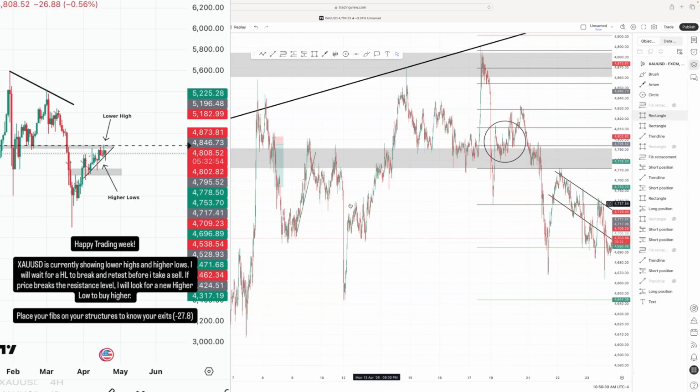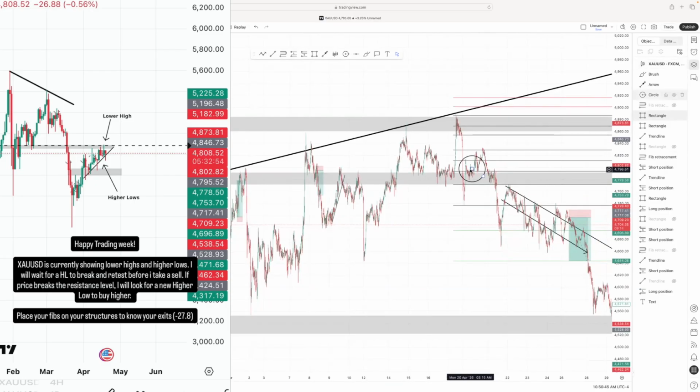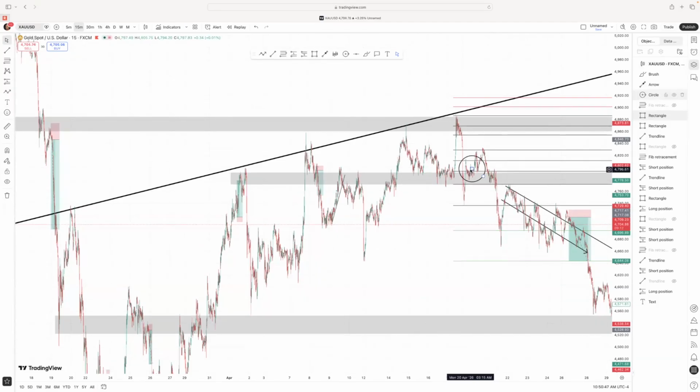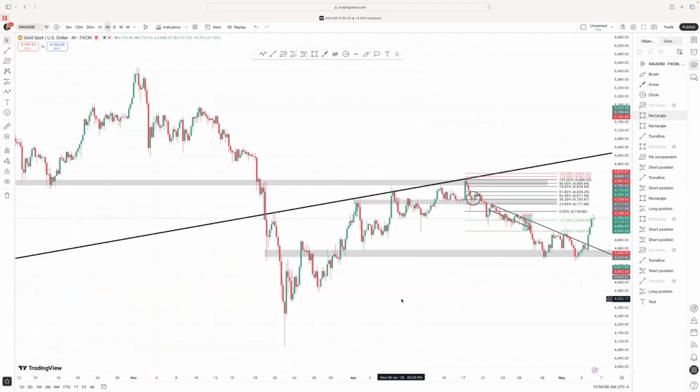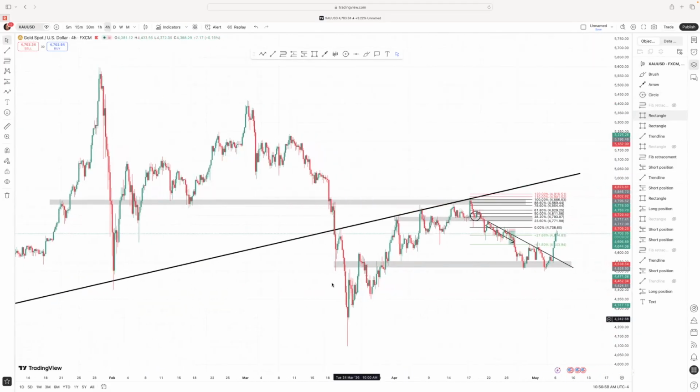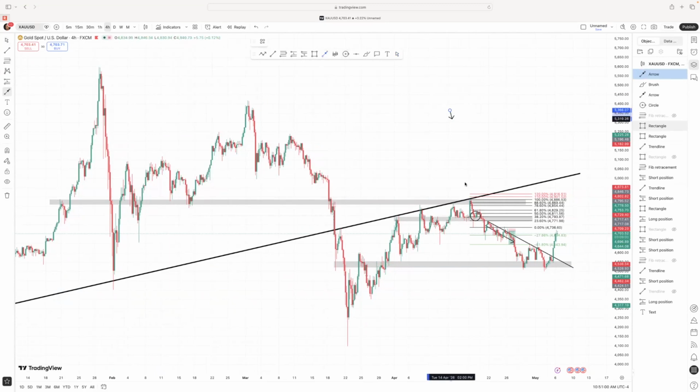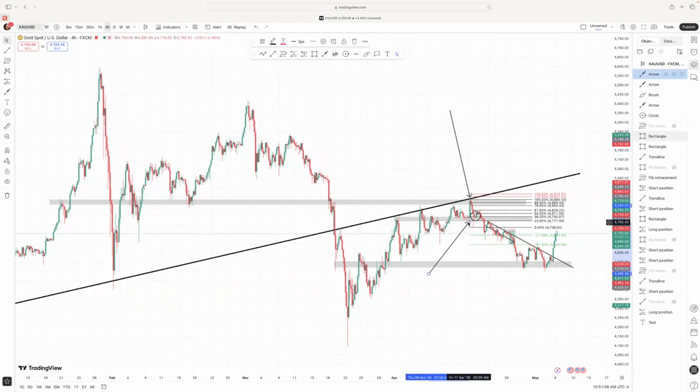When price was sitting right here, we were at a support level and we also had a higher time frame lower high point. So I'm going to zoom out for a second on the 4-hour time frame. And I'm talking about this right here, higher time frame, lower high point. But on the smaller time frames, we had a higher low point. So price was sitting at a support level.